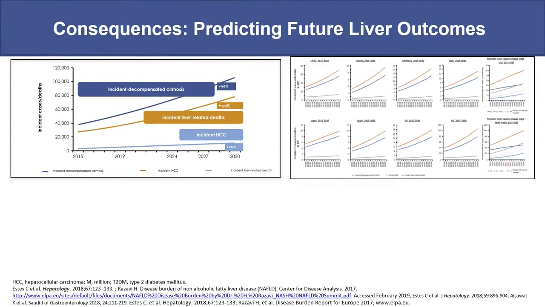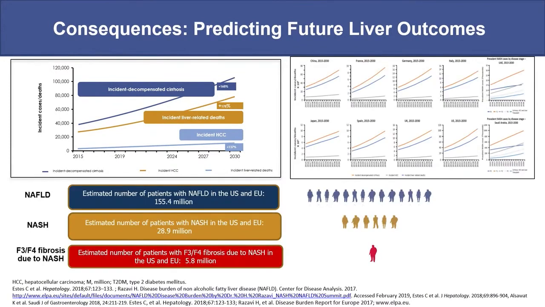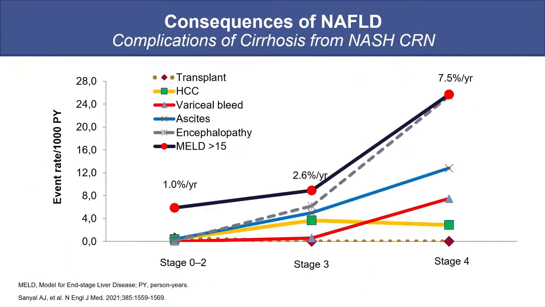This is the US data, and you can see it in Europe and Asia and any other part of the world. And when you look at the number of patients that will have significant liver disease from NAFLD, just in the EU and North America, it's estimated to be about 5 million.